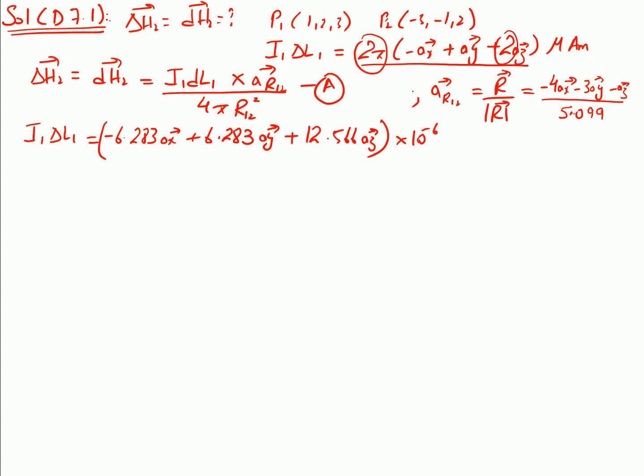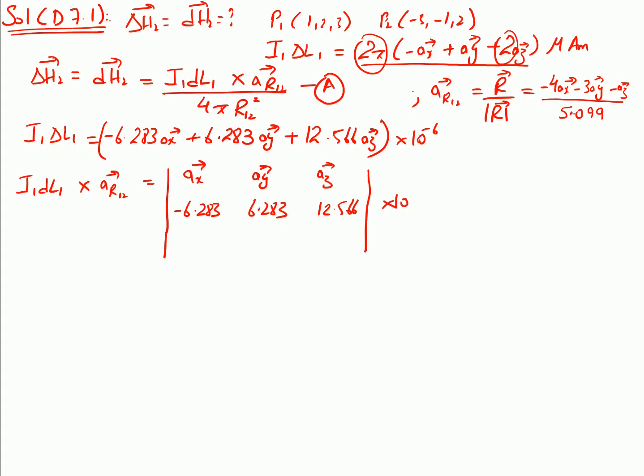Now let us take the cross product of equation A. So we take I1 dl1 cross product with aR12, which comes out to be, since this is the Cartesian coordinate system, ax, ay and az, where the components for I dl1 are minus 6.283, 6.283 for y, and 12.566. Don't forget the micro value 10 to the minus 6.